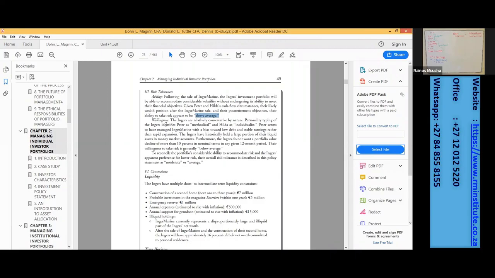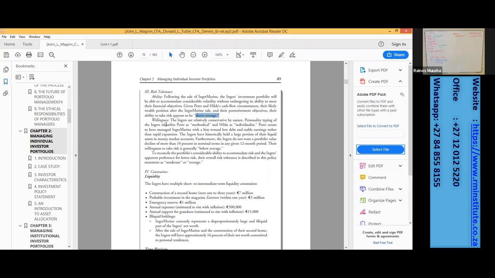So Peter seems to have managed Inga Marine with a bias towards low debt, stable earnings rather than rapid expansion. The Ingas historically held a large portion of their liquid assets in money market accounts. Furthermore, the Ingas do not want a portfolio value decline of more than 10% in nominal terms in any given 12-month period. So their willingness to take risk is generally below average.